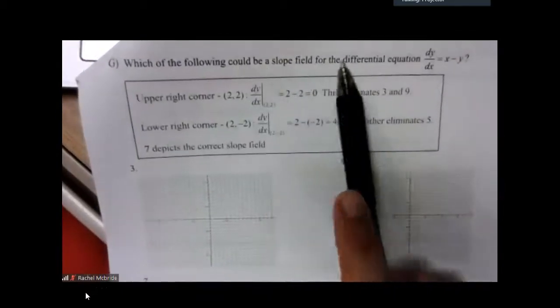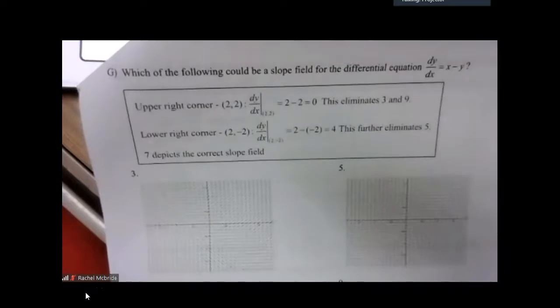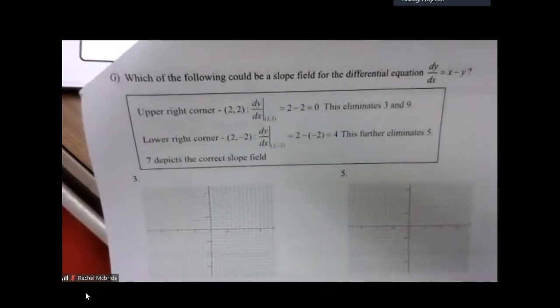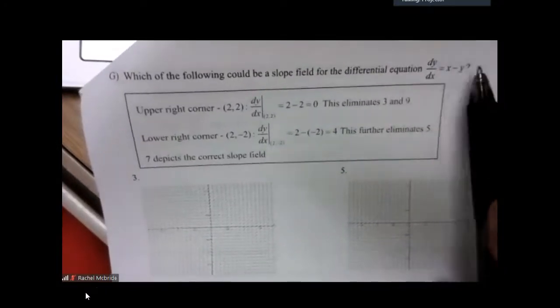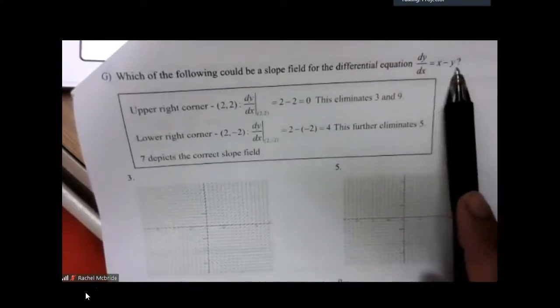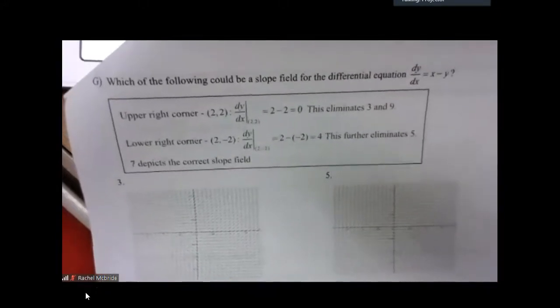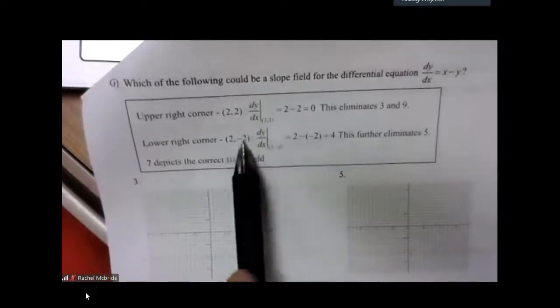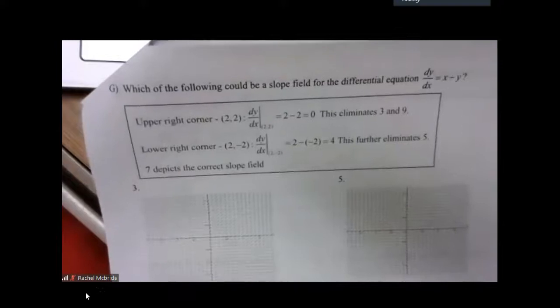Now, letter G said which of the following could be the slope field. So this was a multiple choice question. I just changed it to numbers. And we had dy/dx equals x minus y. So again, what I would do is plug in points to try to eliminate slope fields.